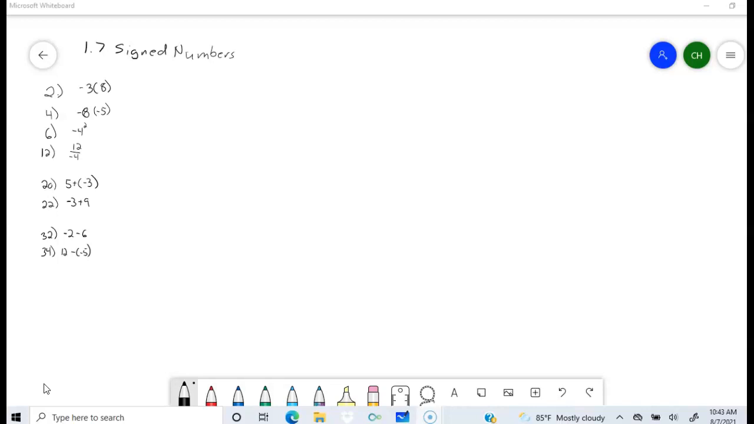So practice 1.7, number 2. It wants us to simplify each expression. So I've got a negative times a positive. That means right off the bat, I know that my result is going to be negative. Negative times a positive. 3 times 8 is 24.